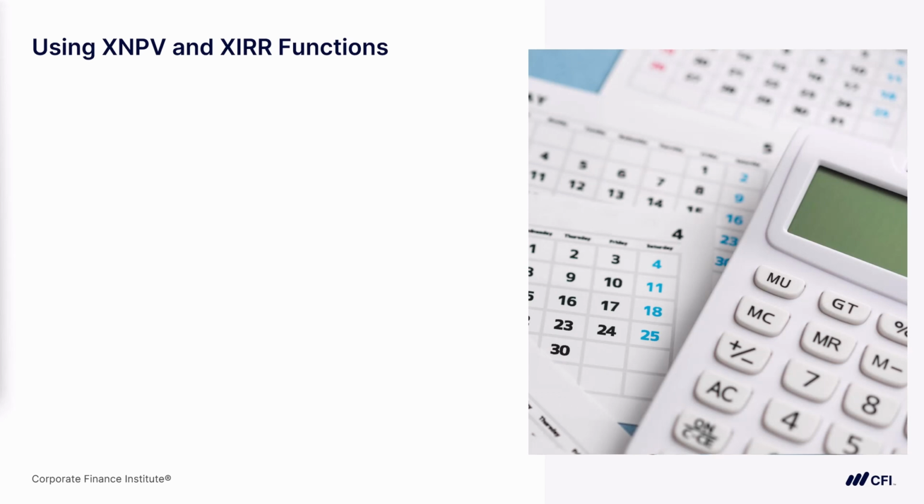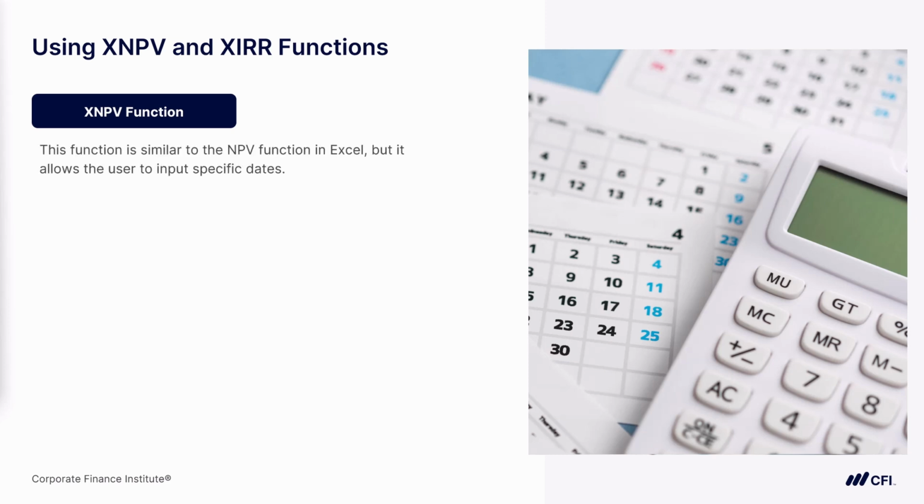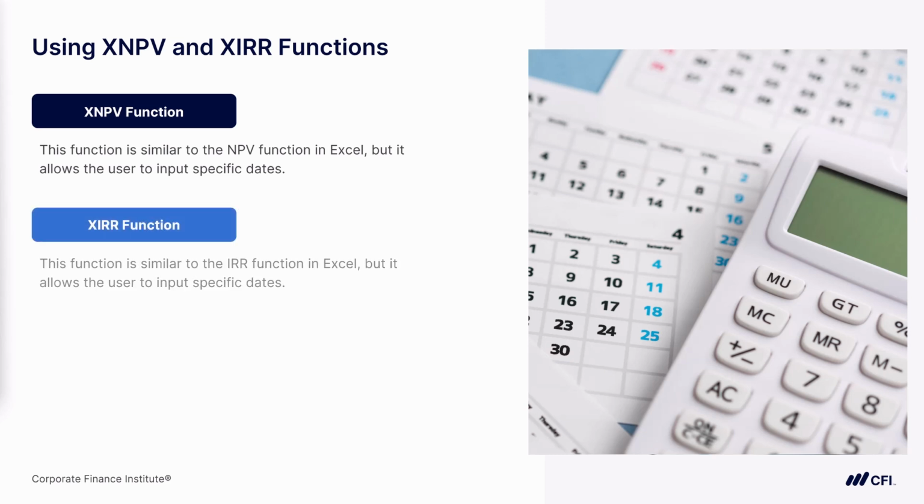Now, the NPV and IRR functions are great, but as we saw in the last example, they do have their limitations, particularly with respect to timing. Now, we can use the XNPV function. It's similar to the NPV function, but it's going to give us the ability to input specific dates. Similarly, we have the XIRR function. Again, it's like the IRR function, but we're going to have control and the ability to input very specific dates.